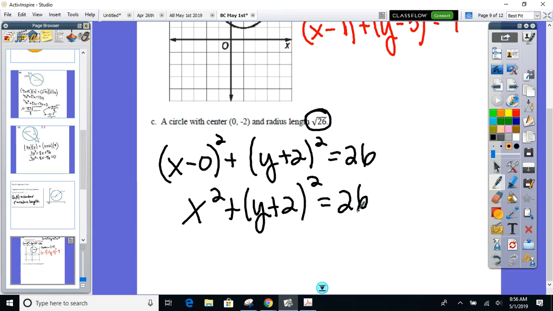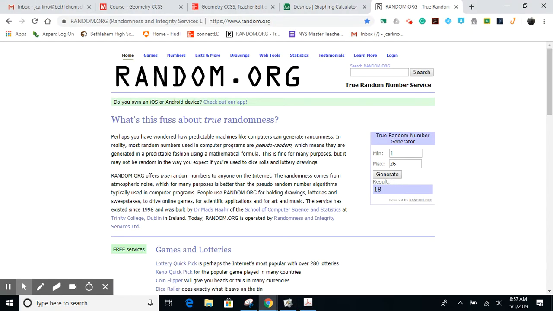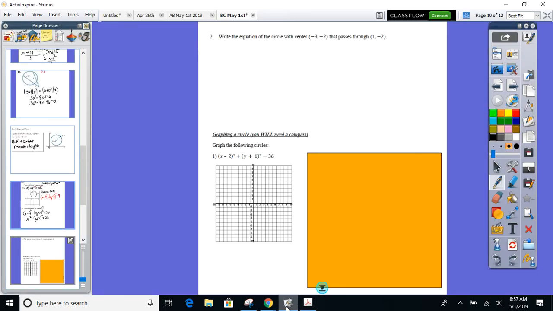Everyone all good? You still haven't even seen the worst of it. Here we go. Now I don't give you the radius length. I need your help finding it. I do give you the center though, right? -3, -2. So let's set up the left side of the equation first. Set up the left side. You're up. Like it, I like it.